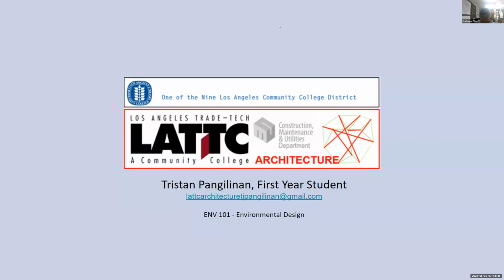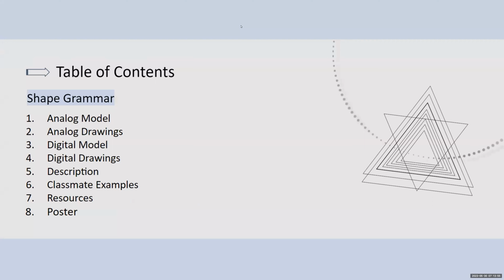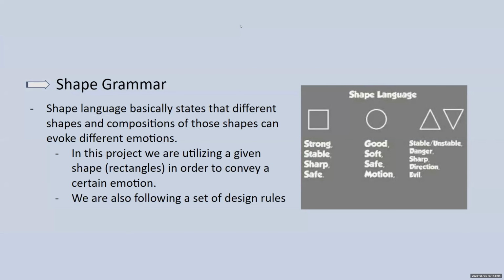Thank you. Good morning. This is my first project. Okay, so this is the shape grammar project. There's a lot to it. There's analog models, there's digital models, and more. And so what shape grammar is basically saying is that different shapes and compositions of shapes can have different emotions. And so for this project, we're trying to convey a certain emotion and we're following design rules.